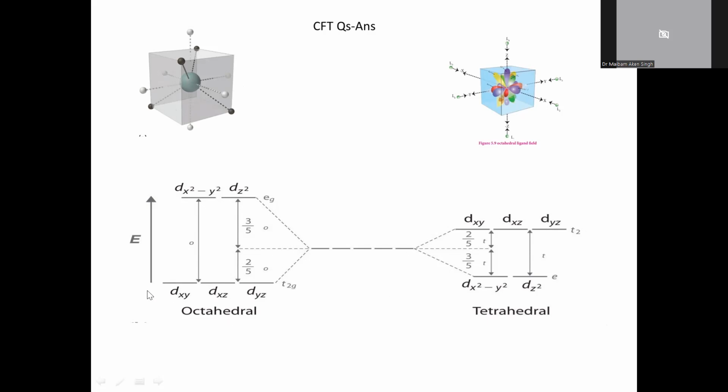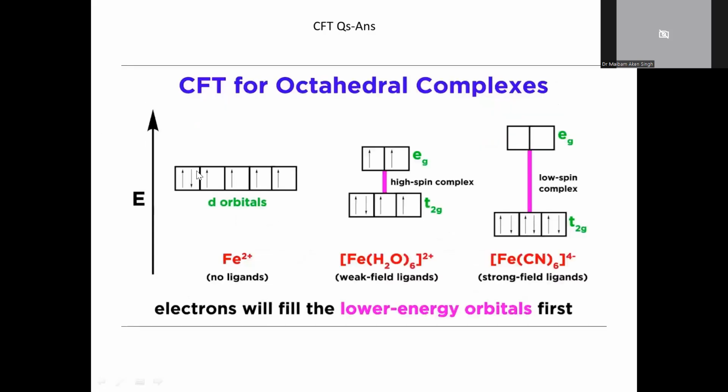So this is the ground state and this is the excited state after splitting, and this is the ground state for tetrahedral and this is the excited state, which is different. The gap between these two sets is called the energy gap, which I mentioned in the previous slide. So come to this one.